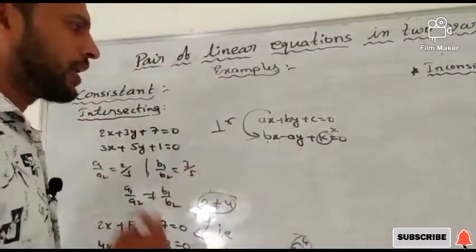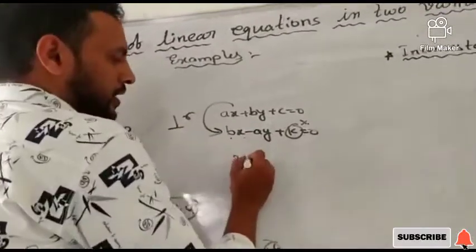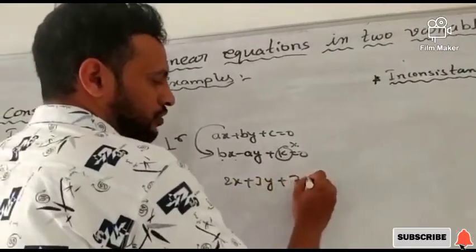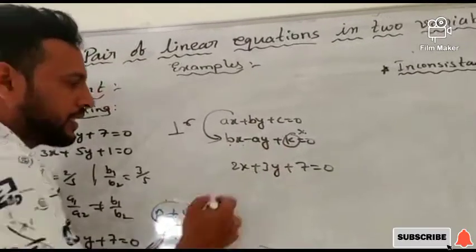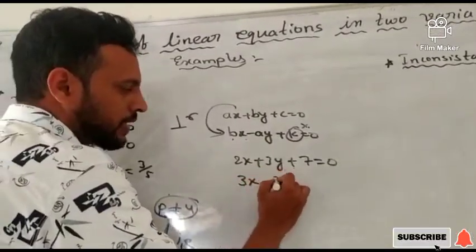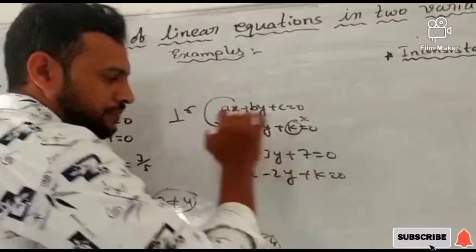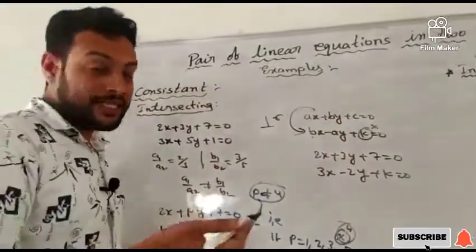See here, 2x plus 3y plus 7 is equal to 0 is one of the lines, and the line which is perpendicular to this one is 3x minus 2y plus k is equal to 0. Is this perpendicular or not? Yes, it is. How?